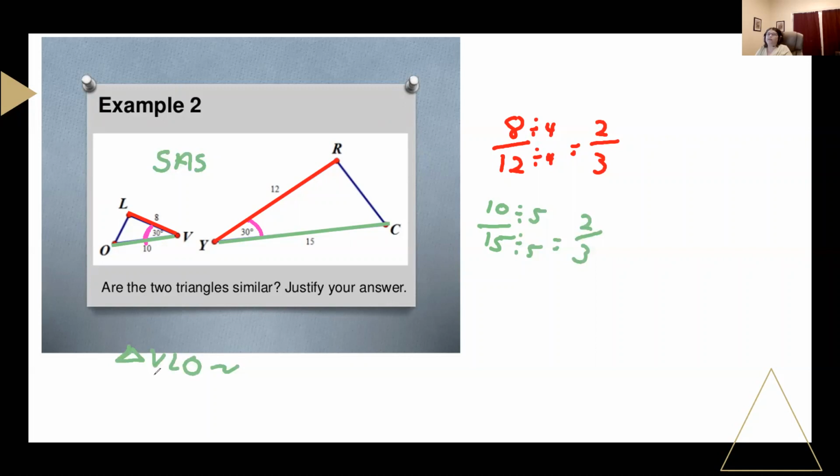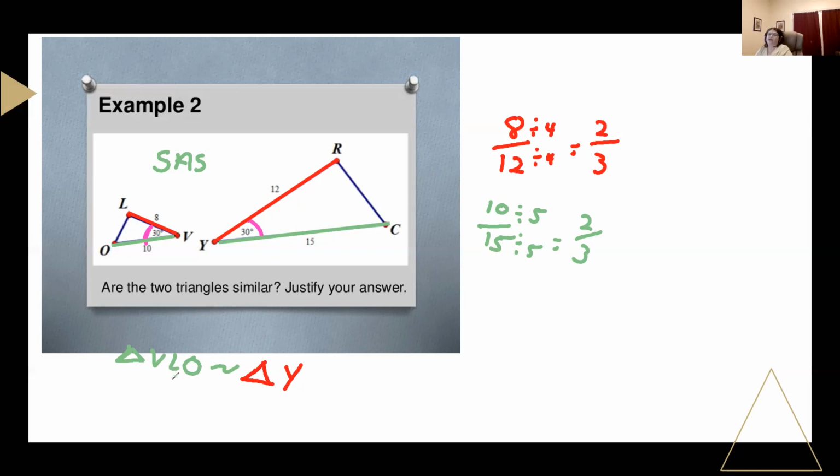What angle is the same as V? Y. V is 30 degrees here. Right? Y is 30 degrees there, right? Okay, so VL is that shorter side, right? So YR is this one.